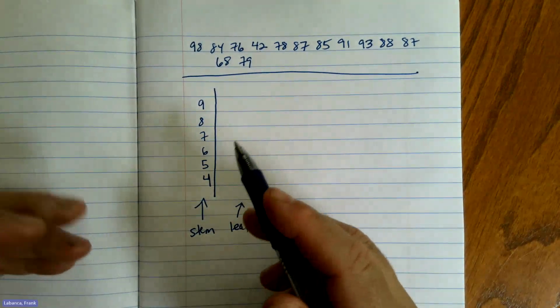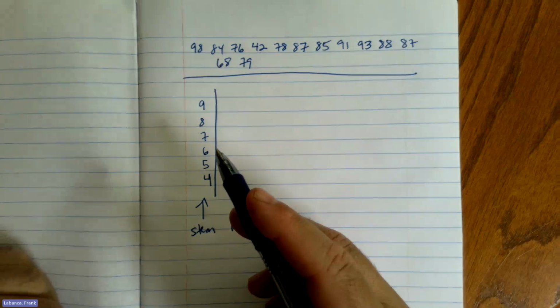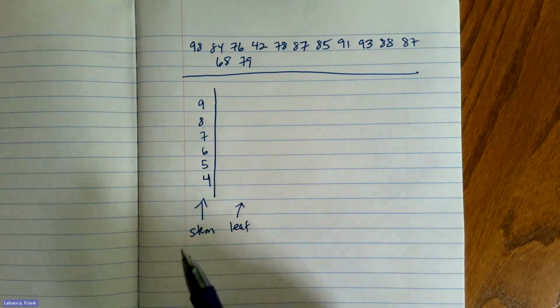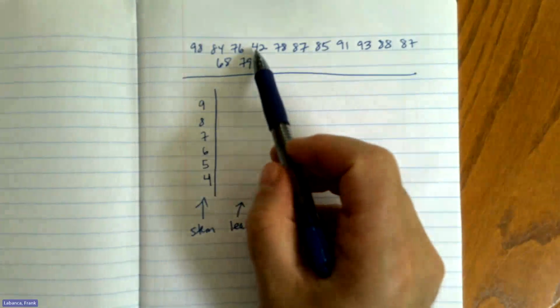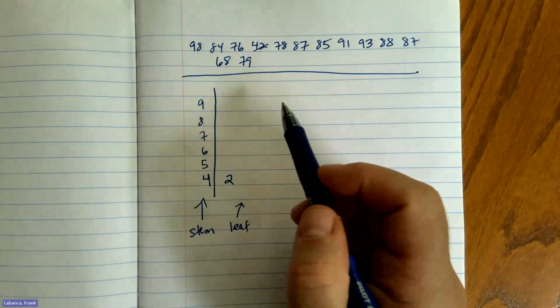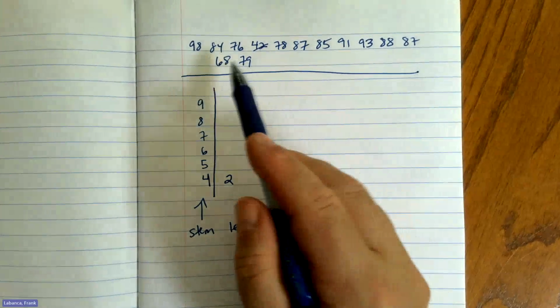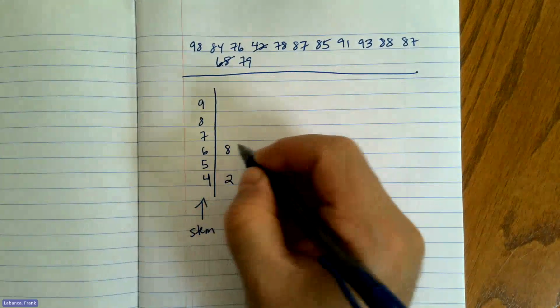Now, some of it takes some organization. If you're doing this in a spreadsheet, you can certainly sort the spreadsheet when you start. Or what I'm going to do is I'm just going to try to do it from my list. So I've got 40s. So I got 42. So I put the 2 there. Now let's go. We don't have any 50s. We have a 60. It's a 68. So I put the 8 there.